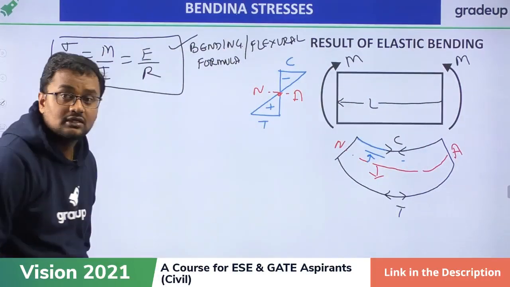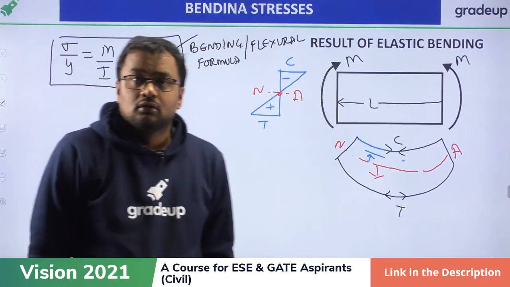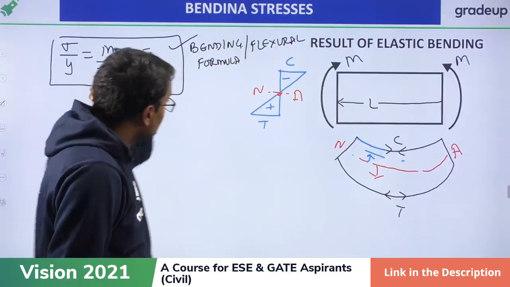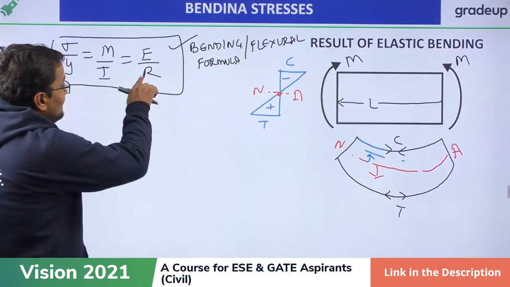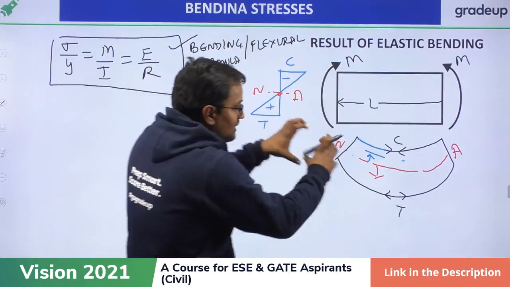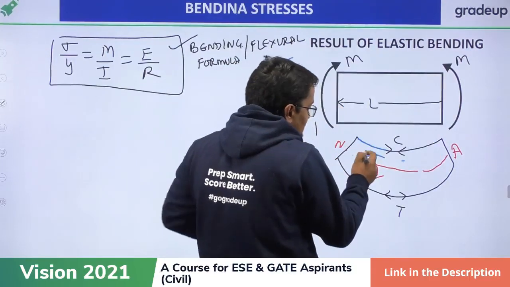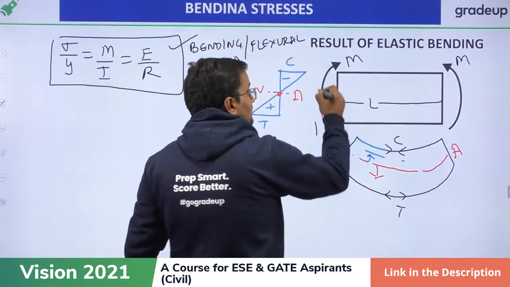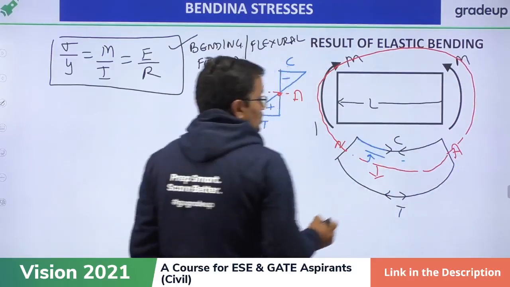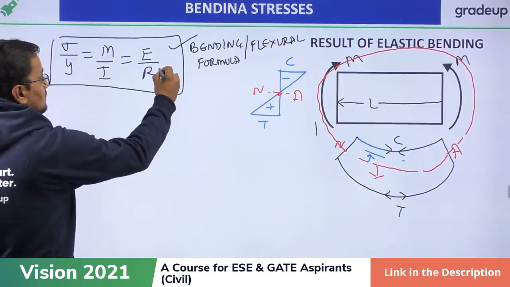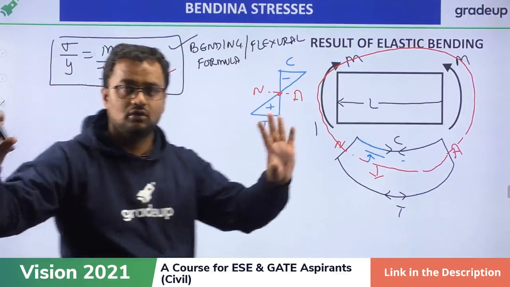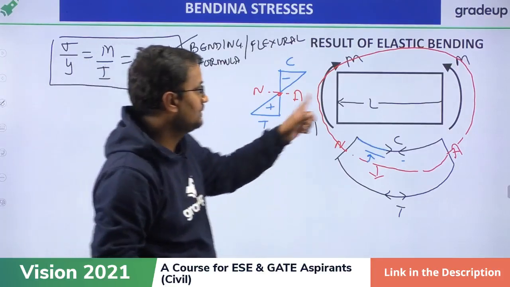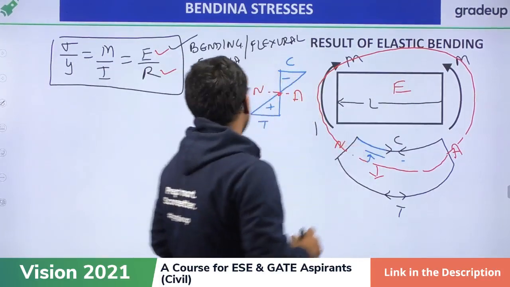My dear friends, see here. Since this beam is bent, it will make a circle. So R is the radius of that circle. R we all know. Hello Arbaz. E is the Young's modulus of this beam.